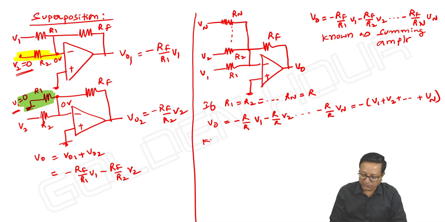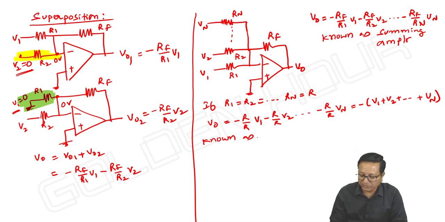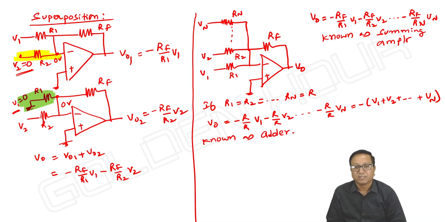Here it is known as an adder. Simply we are adding all the signals, so it is known as an adder. That's it. Of course, the condition we know: the output should not exceed plus or minus V saturation. It should not reach those values. Otherwise, no issues.